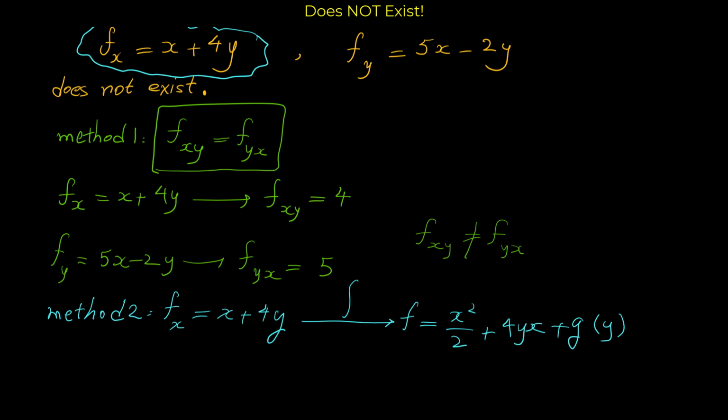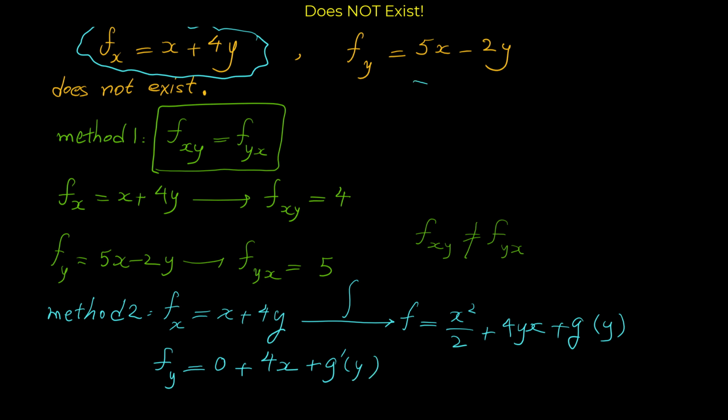Now, if we take the derivative of this with respect to y, we expect to get this. What is the derivative of this with respect to y? This is f. What is the derivative of that with respect to y? The derivative of x to the 2 over 2 with respect to y is 0. The derivative of 4yx with respect to y is just 4x. And the derivative of g(y) is g prime of y.